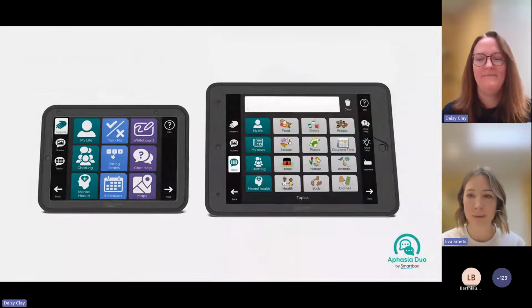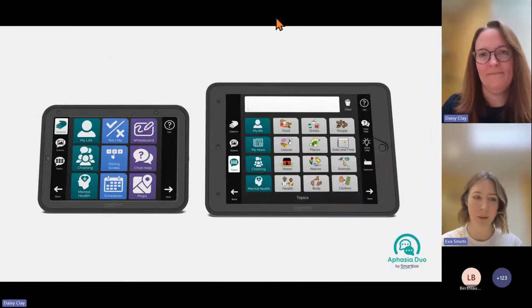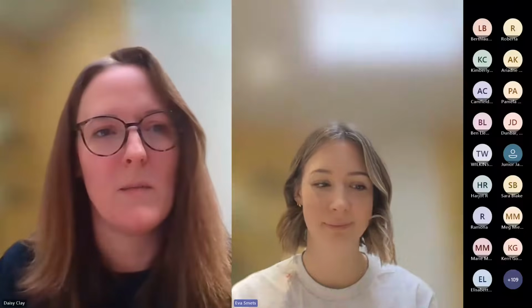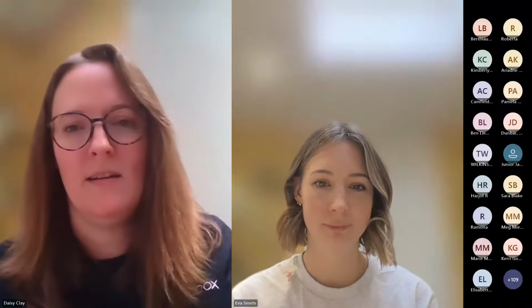So we will hop into Grid and we will show you around the vocabularies. We'll start with Aphasia Duo 9. So I'm just going to stop sharing for a second and fire up Grid. And then share.